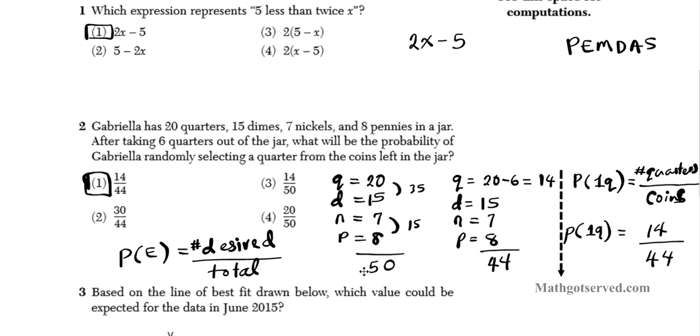Since you took out 6, the total drops by 6. So if you add all this together, 14 plus 15 plus 7 plus 8, you get 44. So the number of quarters, which is 14, divided by the total number of coins, which is 44, gives you the probability of selecting a quarter after taking out 6 quarters.